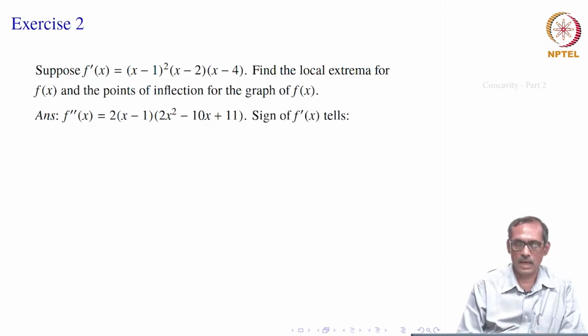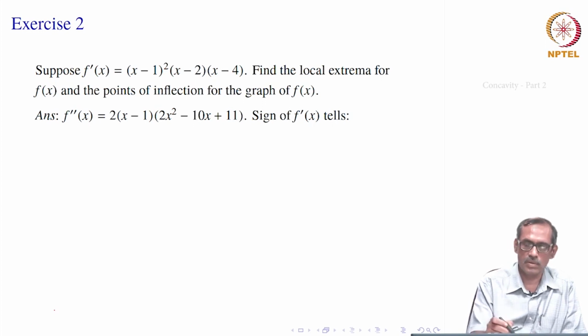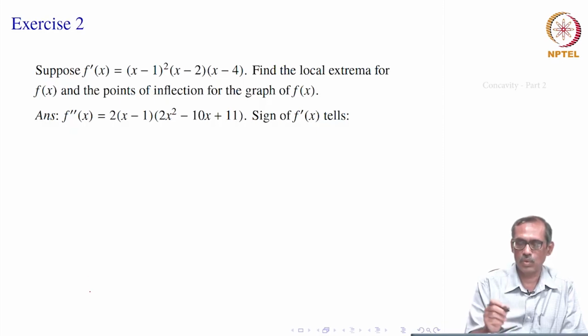Now, what about the sign of f prime x? You know that f prime x equals 0 at x equal to 1, at x equal to 2, and at x equal to 4. So, 1, 2 and 4 are the critical points of this function f of x. So, for this f prime x we should have intervals now.